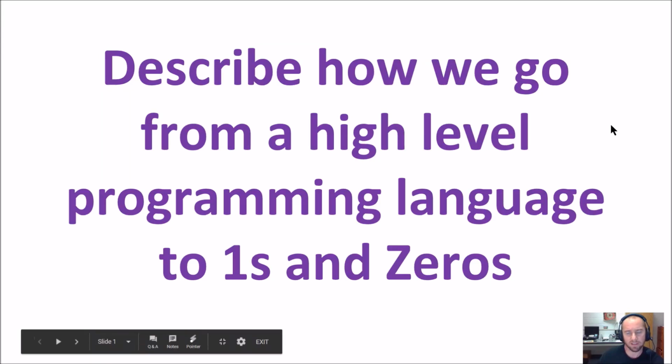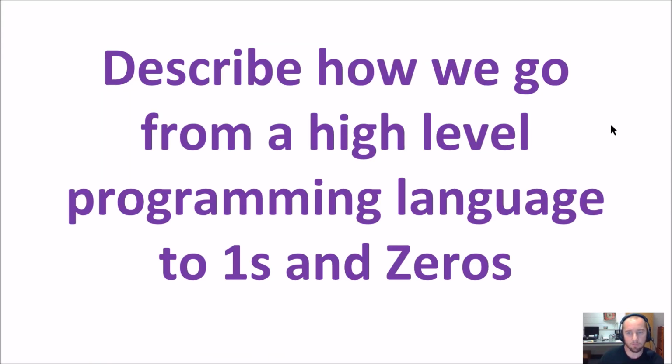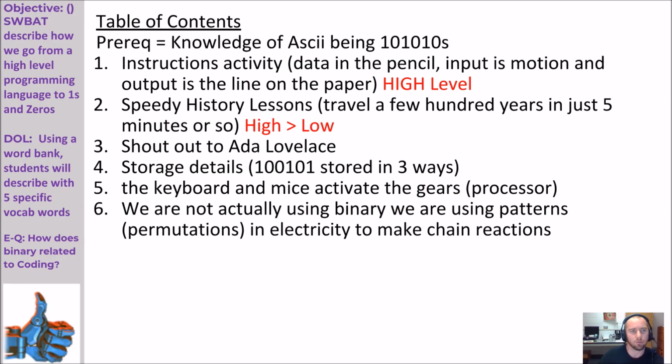The objective today is to describe how we go from a high-level programming language to ones and zeros. So here's our table of contents. Before I start that, you should know that maybe a prerequisite for this lesson would be just knowledge of ASCII. I have a video on that for you if you need. Just search Mr. Houghton ASCII, and I'll explain it to you in that. But I think you just really have to know that before going forward.